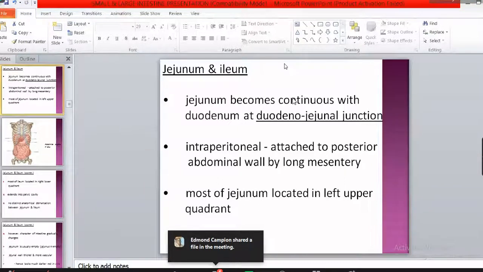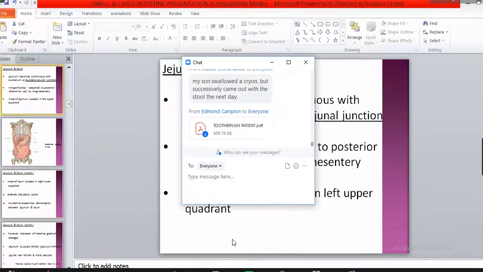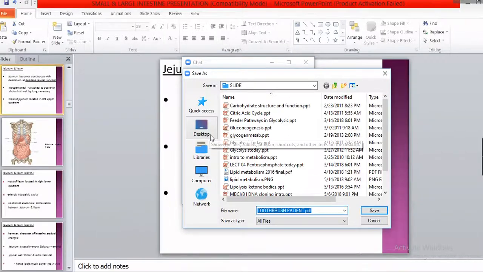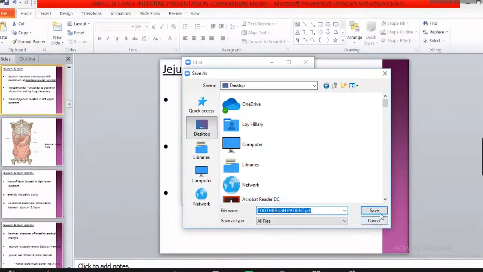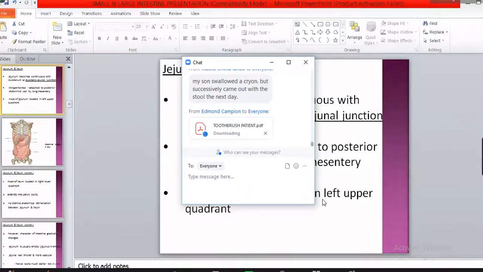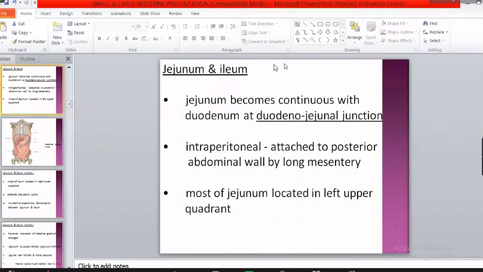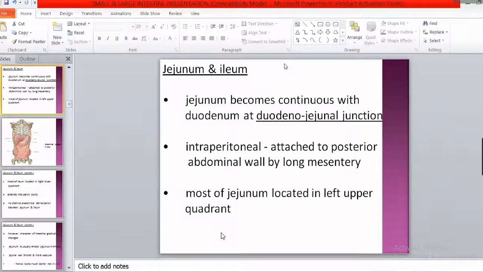After the duodenojejunal junction, it continues as the jejunum. This one now is attached still to the posterior abdominal wall by the long mesentery. In the neonate, portions of the duodenum are free within the cavity, but in adulthood, you find that portions of the duodenum are plastered against the posterior abdominal wall. Actually, the duodenum is retroperitoneal, except portions of the first portion and the fourth portion.